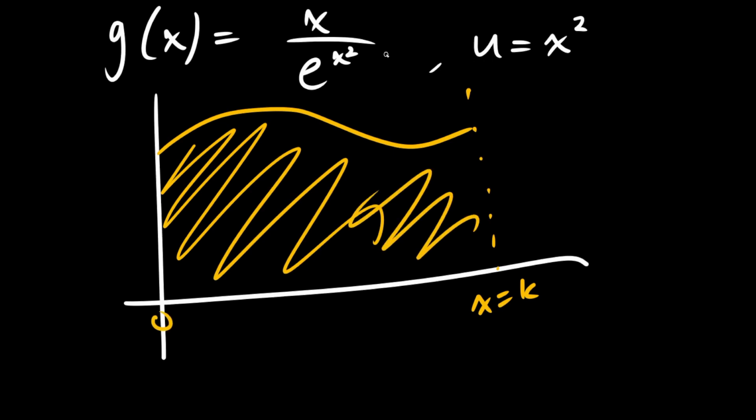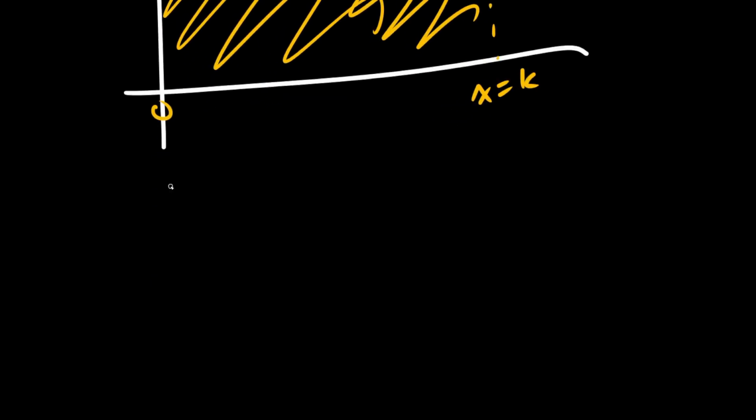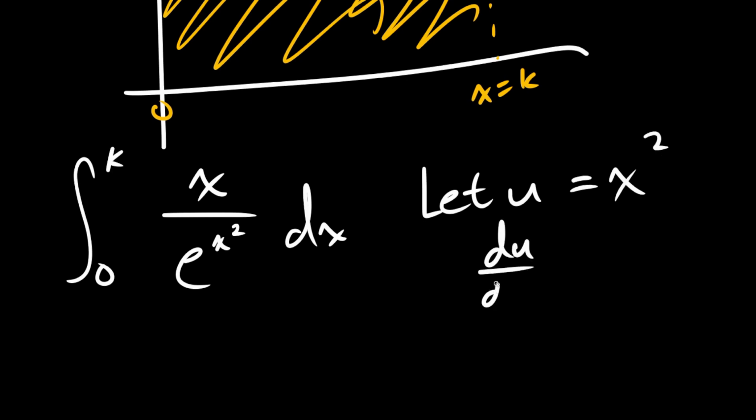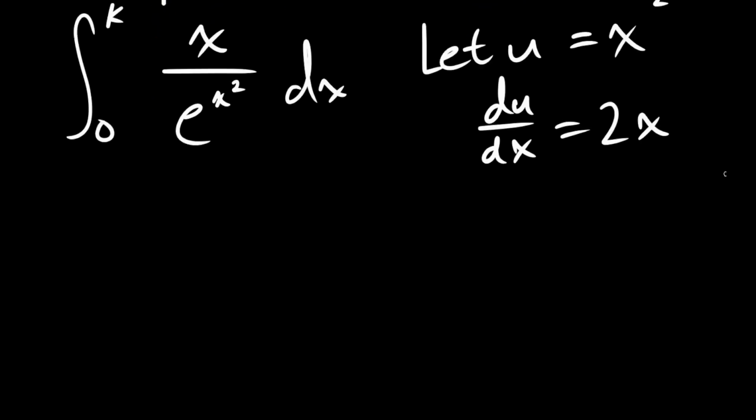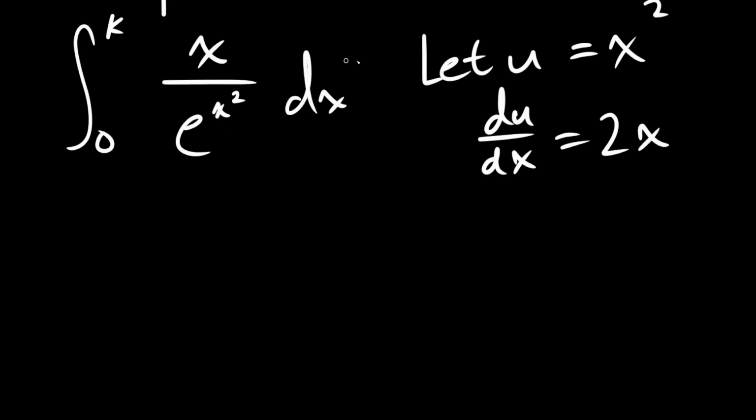And from 0 to k, it should result in some area, which is 1/2 minus 1 over e to the 4th. So to find this, we need to integrate from here and use the definite integral. So we'll have the definite integral from 0 to k of x over e to the x squared with respect to x. So I'm going to let u equal x squared to make this simpler. And our du over dx is going to be 2x, right? From here, we're not going to be able to plug in and solve because the x squared will not be able to cancel, but we can make this a little simpler. So du over 2x, I'm going to do it anyway, equals dx.